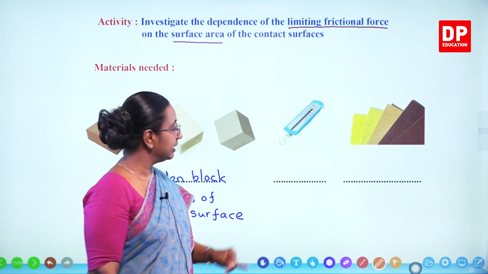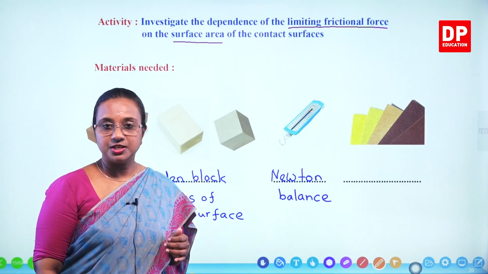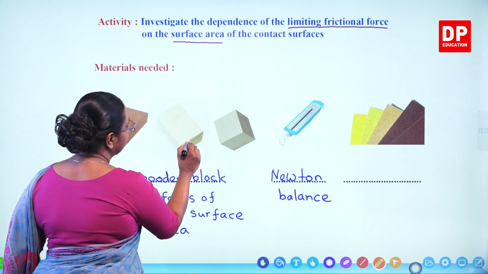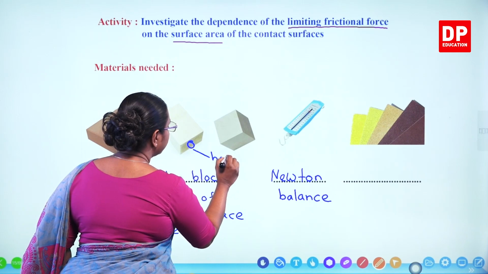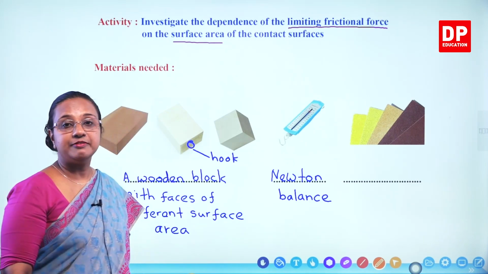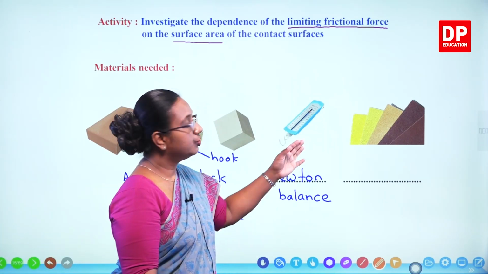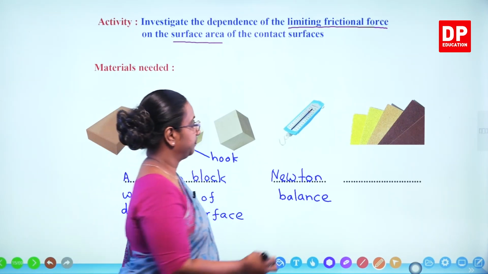As before, we need a Newton balance to get the reading for the limiting frictional force. And to attach the Newton balance to the wooden block, we will have to attach a hook to the block. So, and this hook has to be attached to all 3 different faces of the block. And also, to make the surface rough, we will be needing sandpapers.